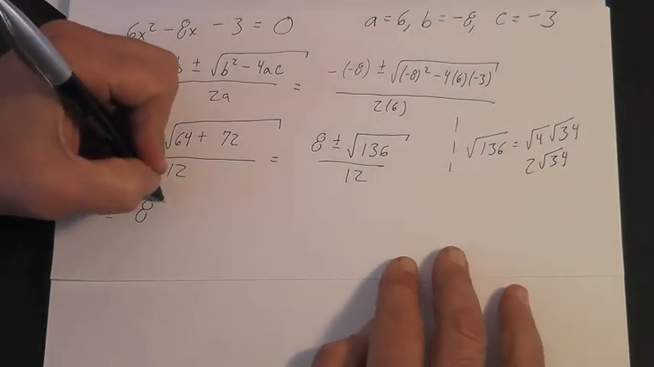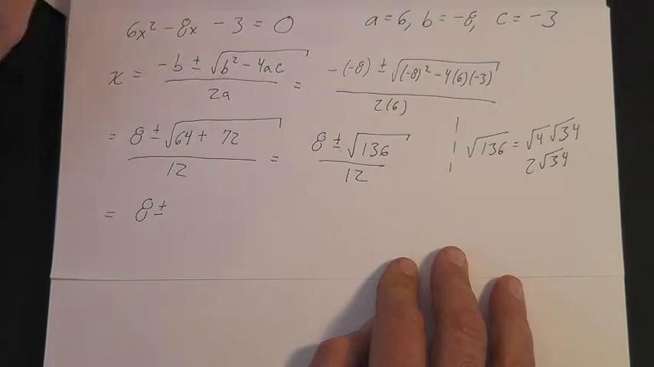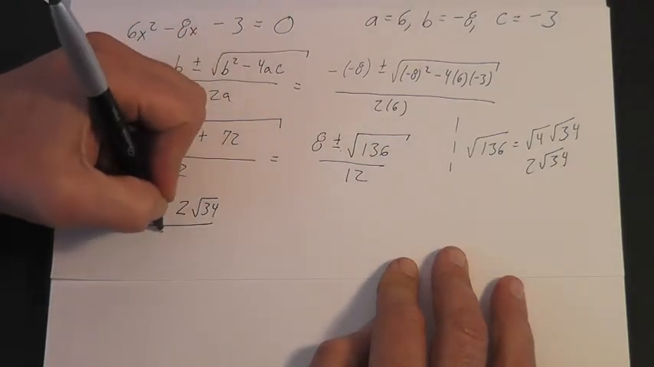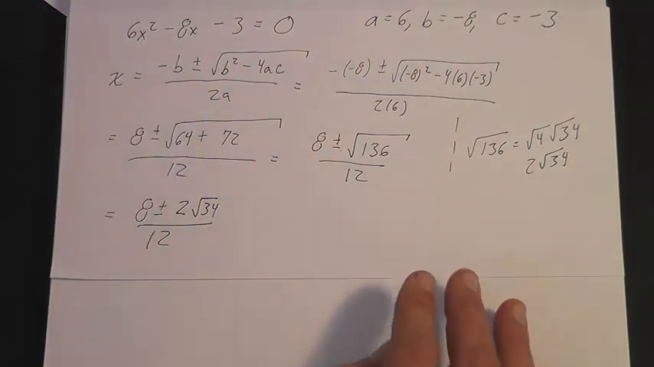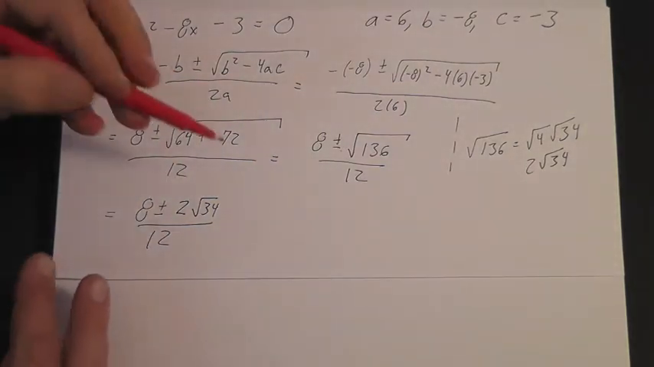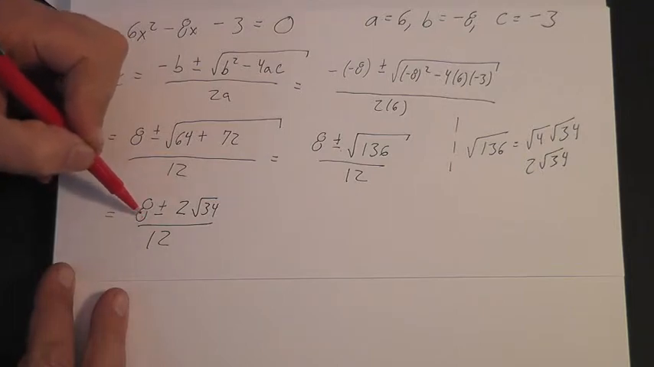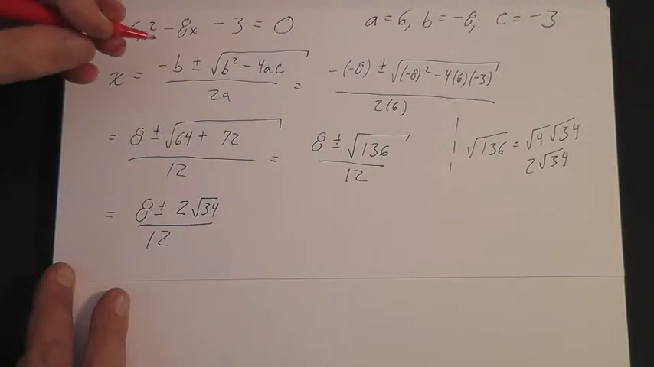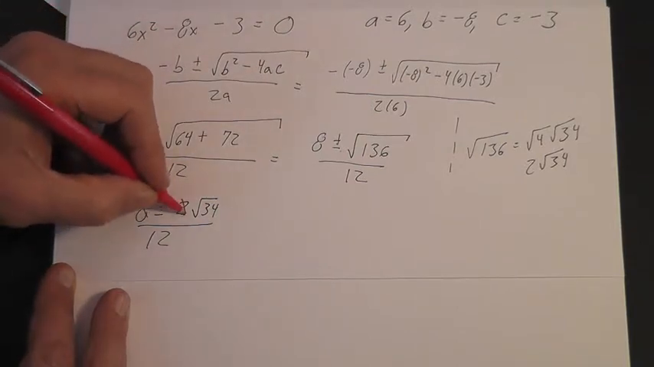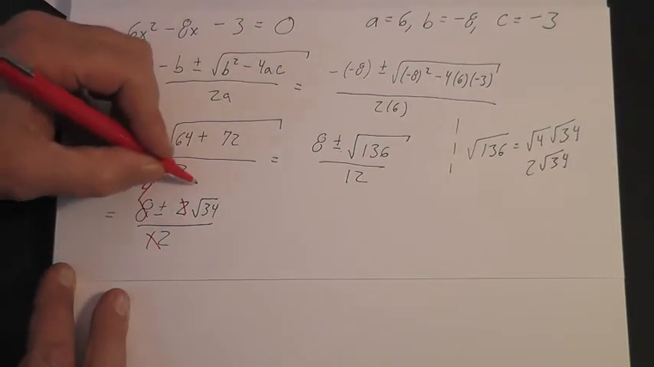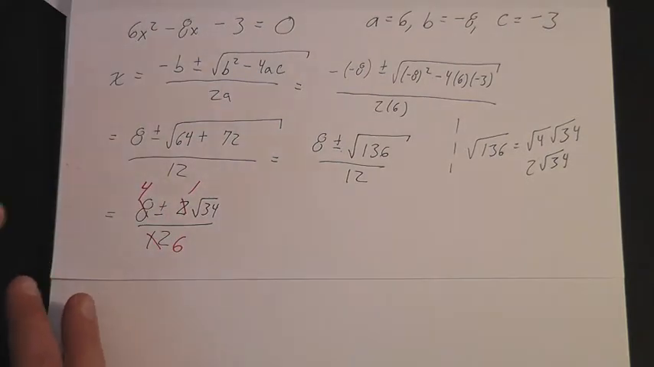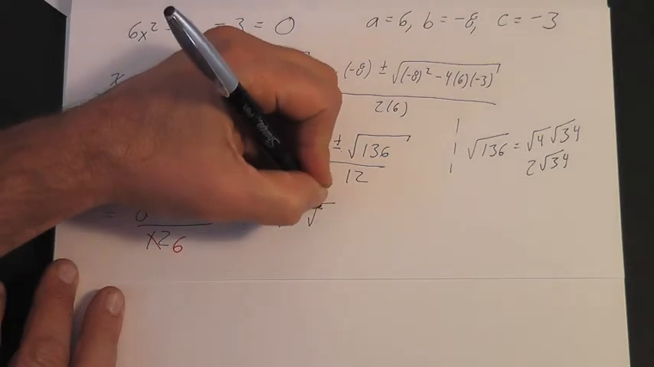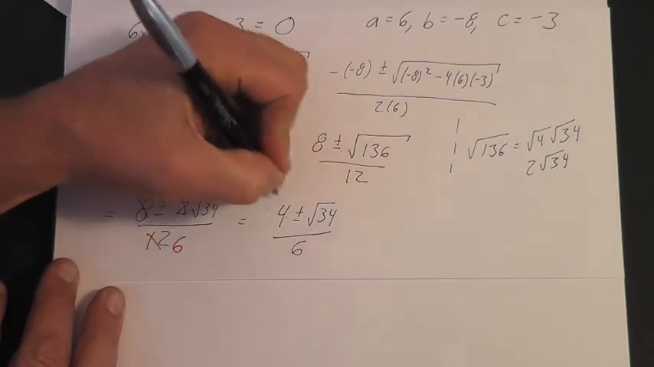So that's going to be 8 plus or minus 2 square root of 34 over 12. And you have to be very careful here. I can't separately cancel the 8 and the 12, but if I can find a number that will go into the 2, the 8, and the 12, I can. In this case, 2 goes into all of them. So this becomes a 4 and a 1, and this becomes a 6. And my final answer would be 4 plus or minus square root of 34 over 6.